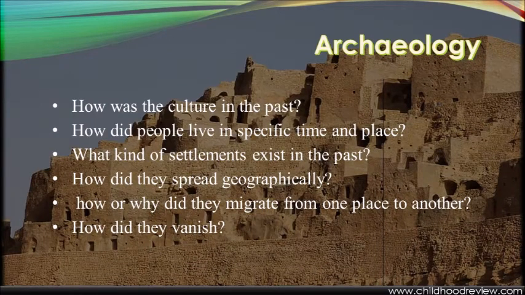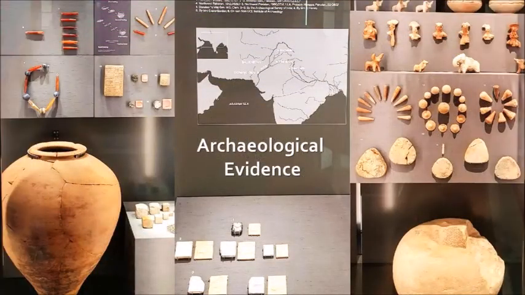And archaeology, with an objective to trace the history of human cultures, is a combination of different subfields in anthropology, such as biological anthropology, symbolic anthropology, and social and cultural anthropology. But some of the questions that all archaeologists explore are: how was the culture in the past? And how did people live in a specific time and place? What kind of settlements existed in the past, and how did they spread geographically, or how or why did they migrate from one place to another, and how did they vanish?